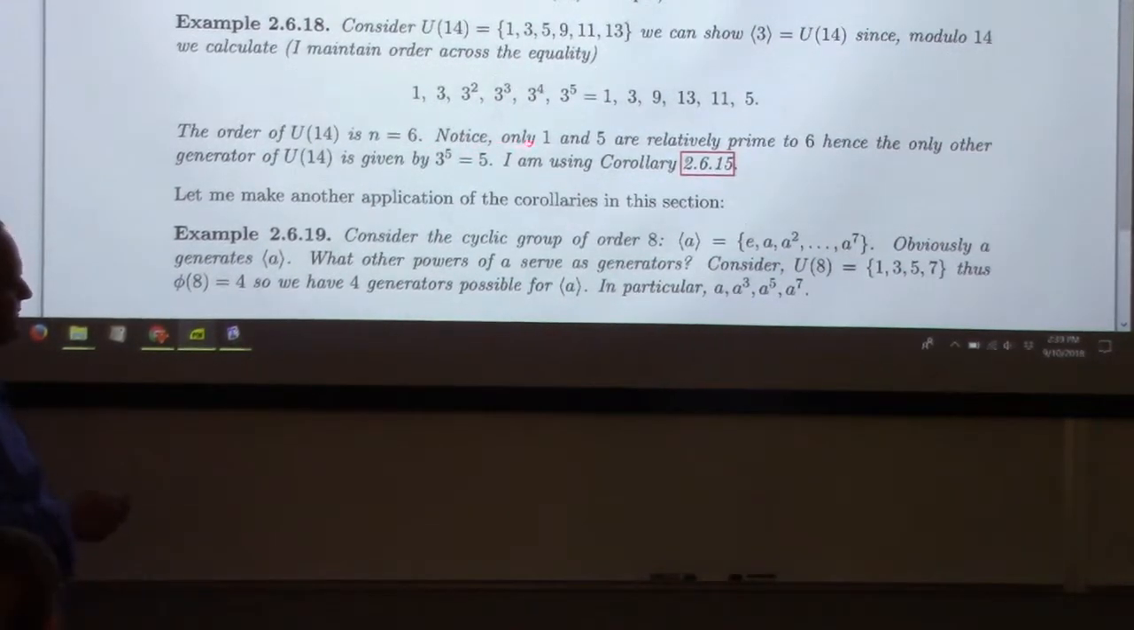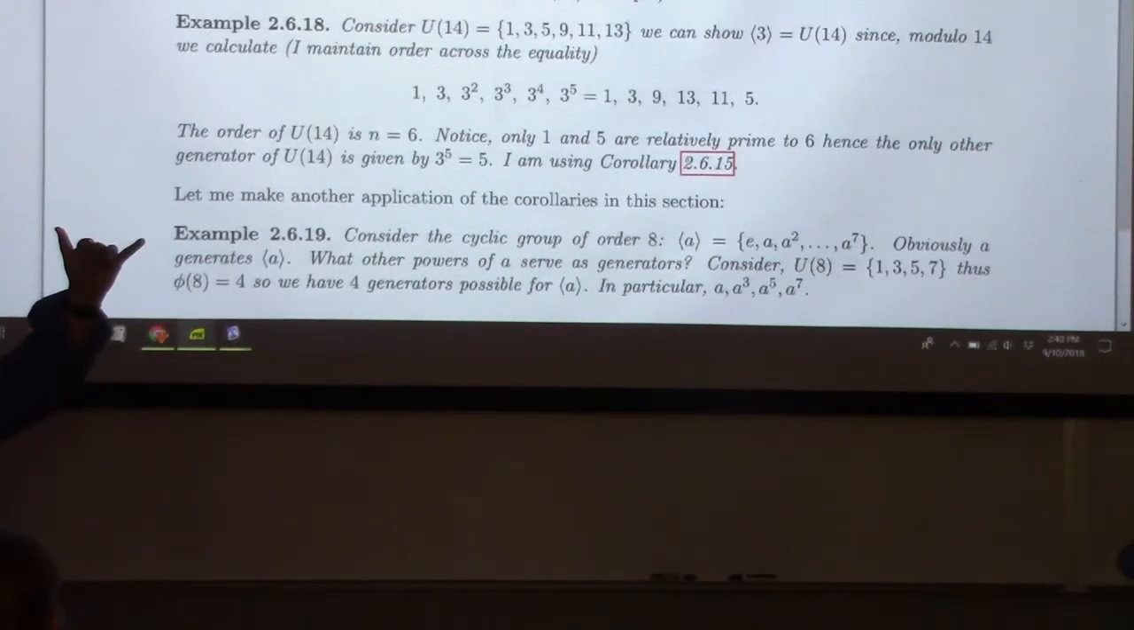And so 3 serves as a generator, right? So 3 to the k will also be a generator if k is what? If k is relatively prime to 6. What numbers are relatively prime to 6? You got your 1, 2 is out, 3 is out, 4 is out, 5. That's it. So for a cyclic group of order 6, there are only 2 generators. I said 3 was 1. Apparently 3 to the 5th is the other, 3 to the 5th being 5. So only 3 and 5 serve as generators for U14.